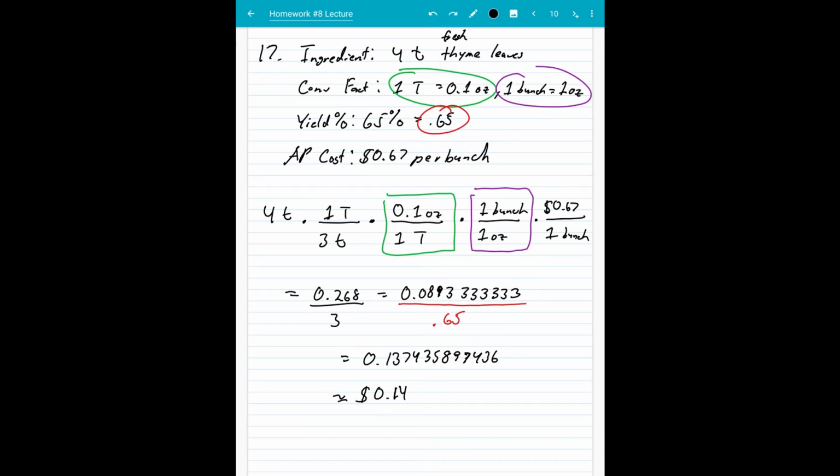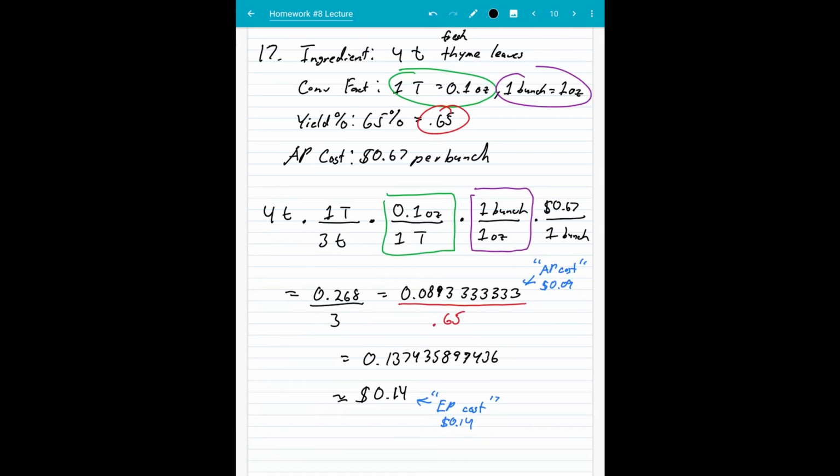If they weren't prepped, it would have been about 9 cents. So you can see that right here would have been the AP cost, about 9 cents. But here, this is our EP cost for the ingredient after we calculate everything. It'd be 14 cents, so it makes sense that it's higher. But remember, that's the cost of the ingredient for the recipe. Okay, what number was that? That was number 17. Let's do number 19.